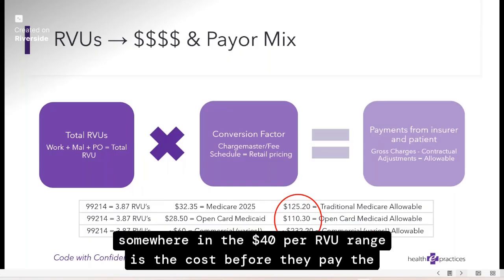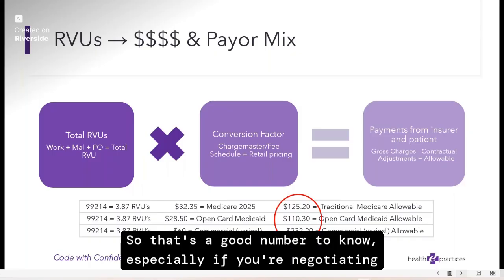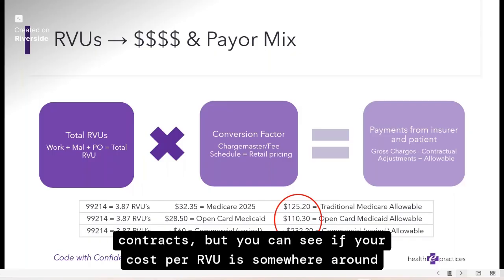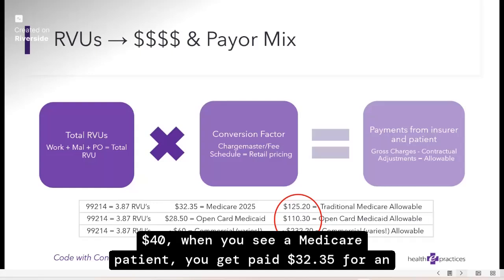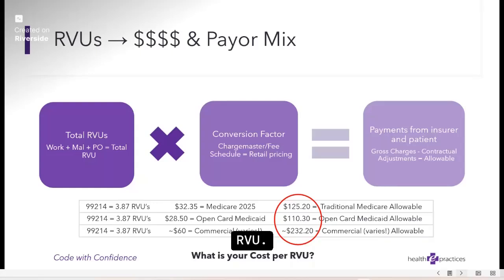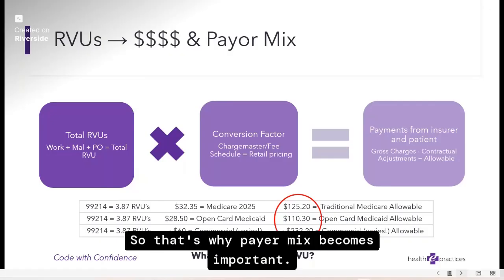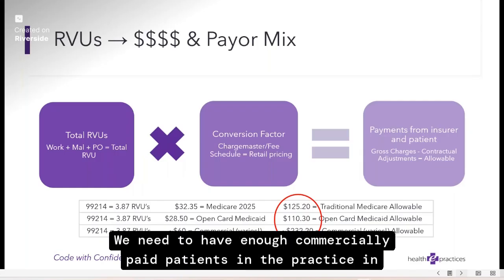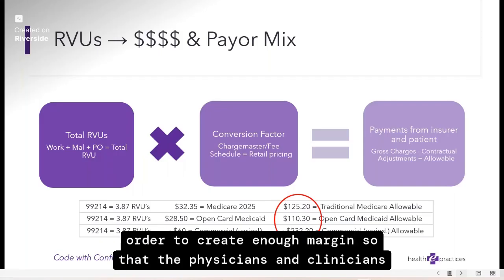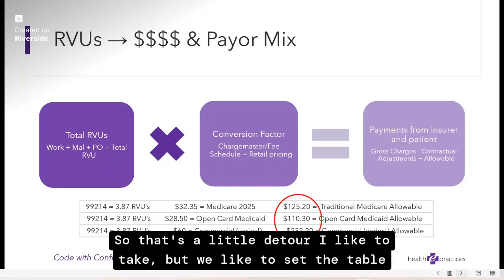Most groups wind up somewhere in the $40 per RVU range is the cost before they pay the owners and the clinicians. So that's a good number to know, especially if you're negotiating contracts. But you can see if your cost per RVU is somewhere around $40, when you see a Medicare patient, you get paid $32.35 for an RVU. So that's a loss leader. Same with Medicaid. So that's why payer mix becomes important. We need to have enough commercially paid patients in the practice in order to create enough margin so that the physicians and clinicians can get paid. So that's a little detour I like to take, but we like to set the table there.